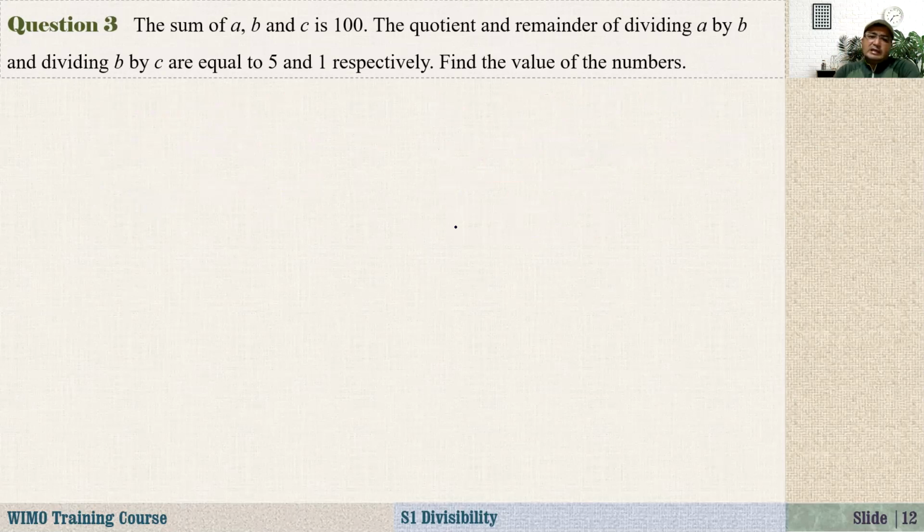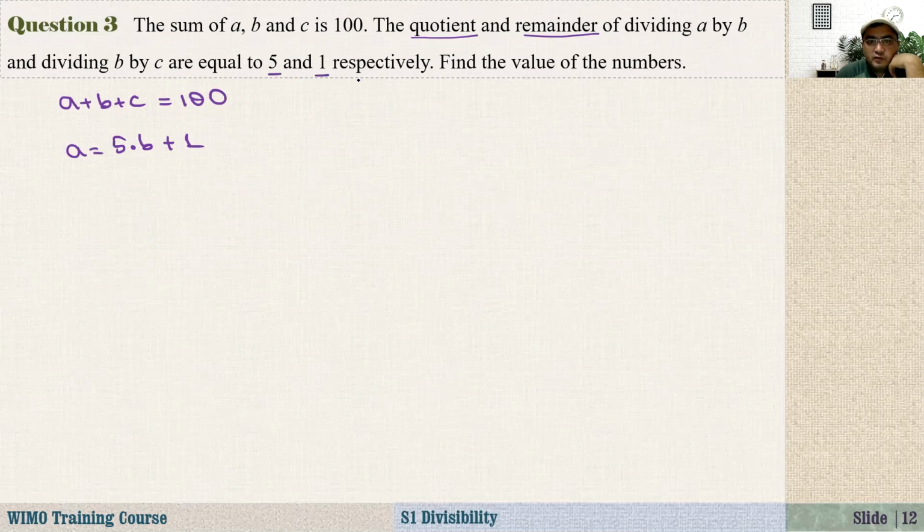Another question, the sum of A, B, and C is 100. The quotient and remainder of dividing A by B and dividing B by C are equal to 5 and 1 respectively. Find the value of the numbers. So here we are given three numbers, which means that A plus B plus C, their sum is equal to 100, right? And it says that if you divide A by B, the quotient is 5, the remainder is 1. That means that A is equal to 5 times B plus 1. And also if you divide B by C, right, the quotient is 5 and the remainder is 1, because it says quotient and remainder are 5 and 1 respectively.